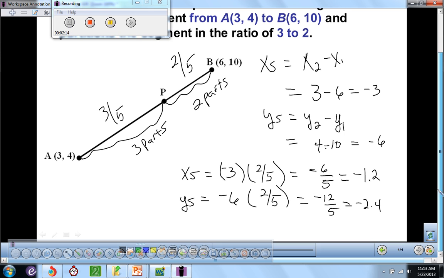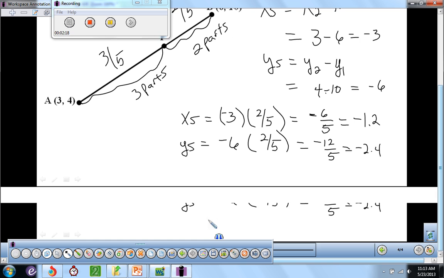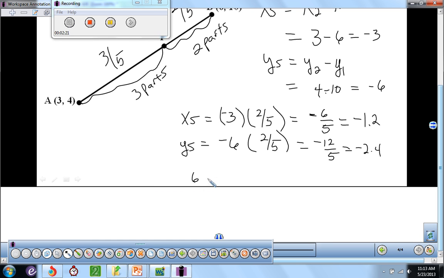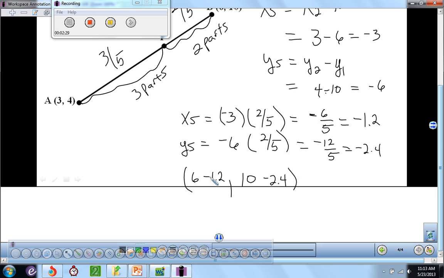Okay, and so now what we'll do is combine that with our x and y from here, and that will give us an ordered pair here. Alright, so for 6 minus 1.2, and then we'll have 10 minus 2.4 here. Okay, and so what we end up with is 6 minus 1.2 gives us 4.8. And then 10 minus 2.4 gives us 7.6.